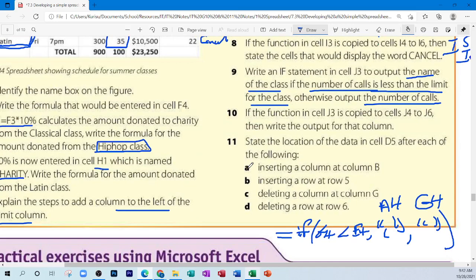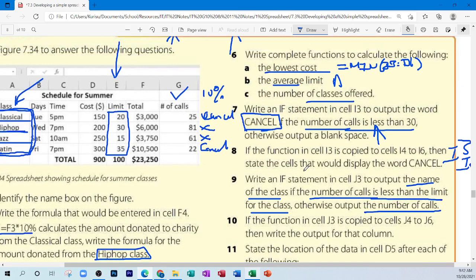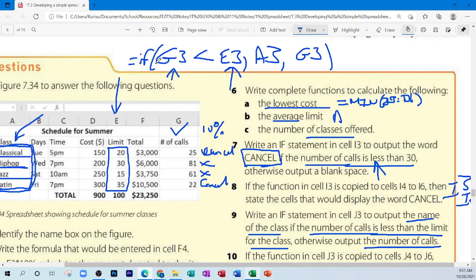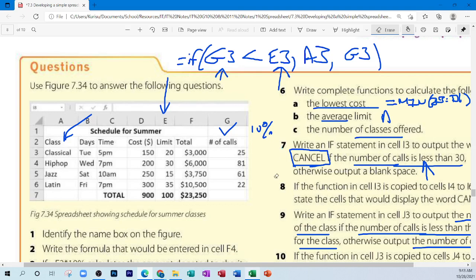Alright, so question number 10. If the function in cell J3 is copied to J4 and J6, then what would be the output? So look, we have the function at the top here. This is the function. If you were to copy it to all the other cells, all the other rows, what would be the output? Anyone?